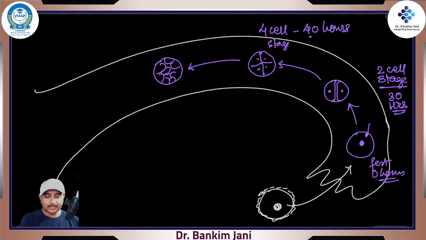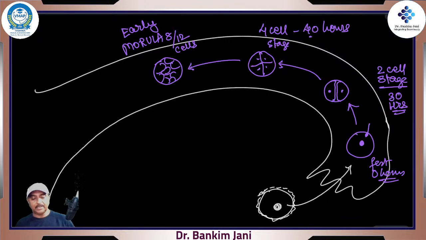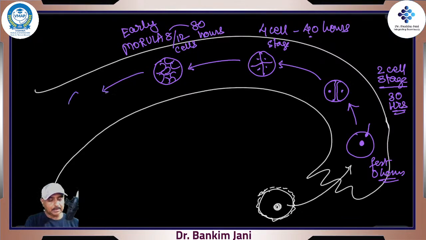In some books it is 8 cell, or sometimes it is 12 cells, but when it reaches about 12 cells, we call it early morula, right? This is what is called the early morula. So in this early morula, which is 8 cells, so easy to remember, 80 hours, okay? 80 hours, and then it grows, and I'll not draw all of them.